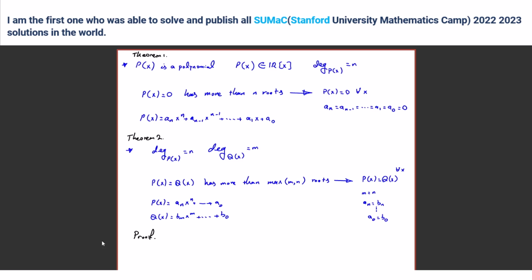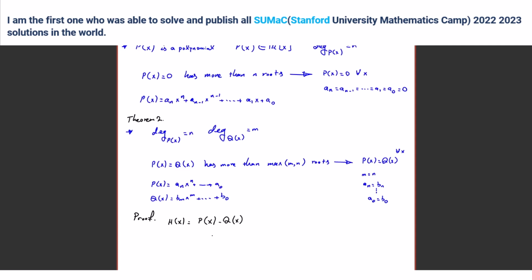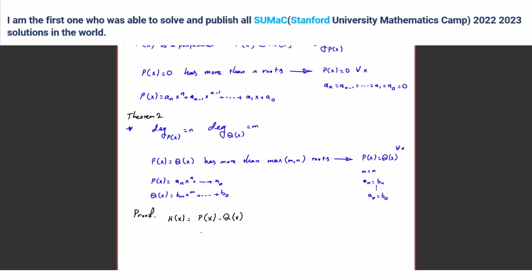Okay, so if you do q(x) minus p(x), then you get a new polynomial of degree at most max of m and n. Yes, degree at most max of m and n, because maybe the leading coefficients cancel each other out or not, right? Degree of h(x) is at most the maximum of m and n. Then what?